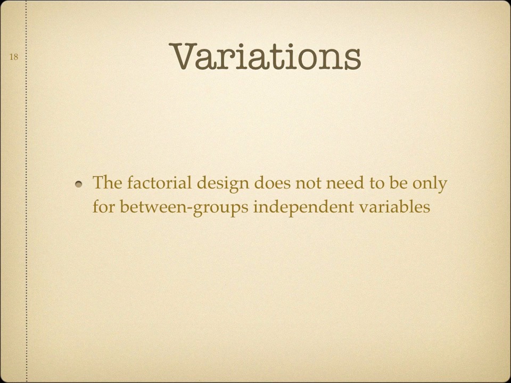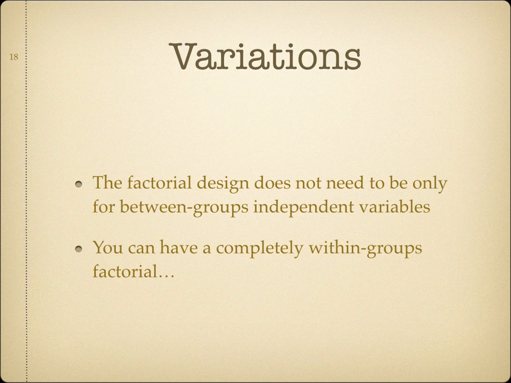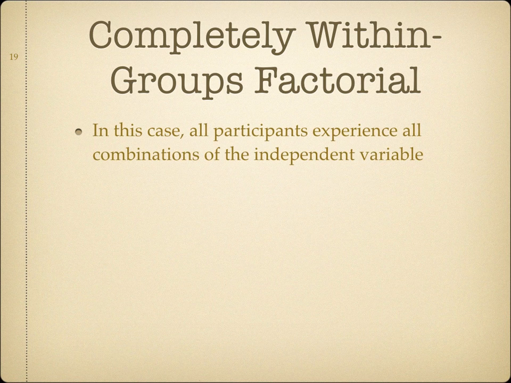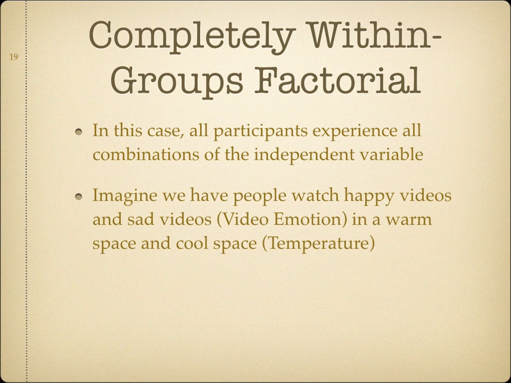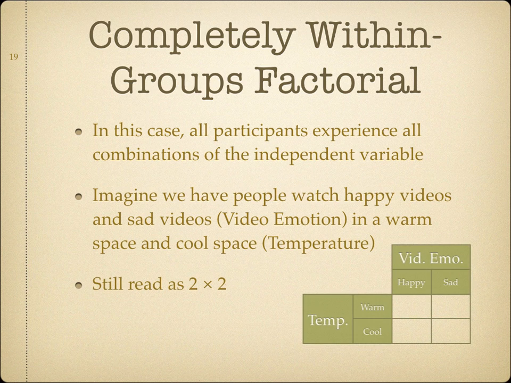Now, factorial designs do not need to be only between groups independent variables type designs. You can have a completely within groups factorial. An example of that might be all participants are experiencing all combinations of the independent variables. Imagine that we have people watching happy videos and sad videos, and that's a video emotion variable, and they watch them in a warm space or a cool space. That would be a temperature variable. And I don't know what you have as a dependent variable. Maybe it's how much they enjoy the video. I don't know. We would still read it as a 2 by 2, but each individual in the study is experiencing all these things.